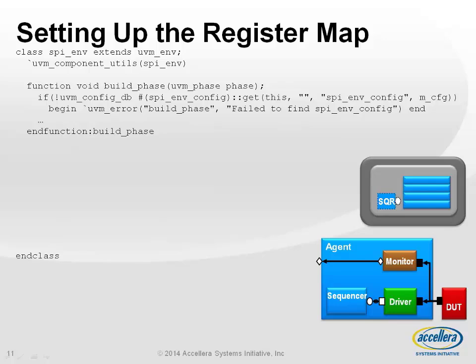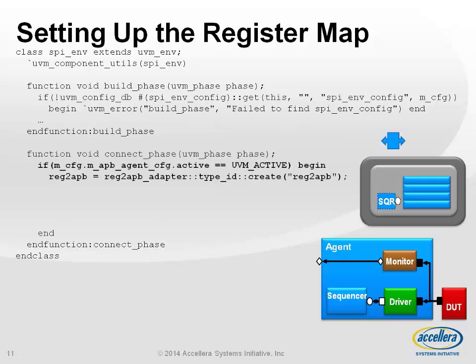Then in the connect phase method, this is where we're going to actually set all this stuff up. So we go and we look at the mconfig object that we just got out of the database. This is all the environment configuration information that the environment needs. And we go and look and we say, is the agent active? And if it is, that means this agent is actually going to be driving stuff there. So therefore, we need a converter to go from the register layer to the APB layer. So we're going to create an adapter of that type, and we'll see in a minute what that adapter looks like.